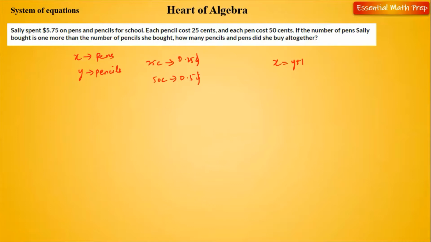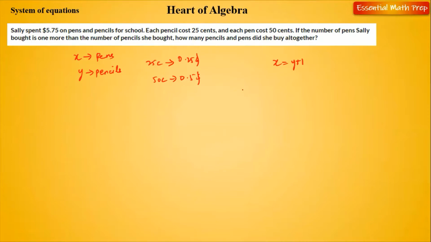Right? X is Y plus one. In the previous problems, we had a separate count for one variable and we also had separate currency for the other. In this case, the count is the number of pens is one more than the number of pencils. We said the number of pens is X, so X is Y plus one, right?